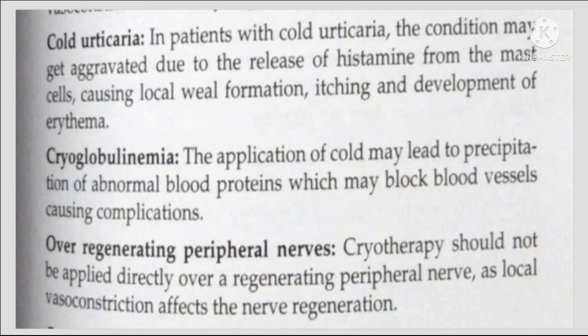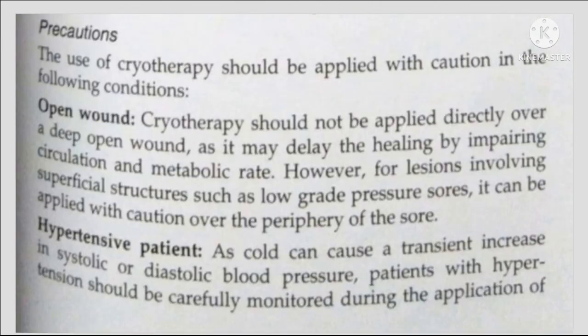Cold urticaria. In patients with cold urticaria, the condition may get aggravated due to release of histamine from mast cells, causing local wheal formation, itching and development of erythema. Cryoglobulinemia. The application of cold may lead to precipitation of abnormal blood proteins, which may block blood vessels, causing complications. Over regenerating peripheral nerves. Cryotherapy should not be applied directly over the regenerating peripheral nerve as local vasoconstriction affects the nerve regeneration. Precautions. Open wound.